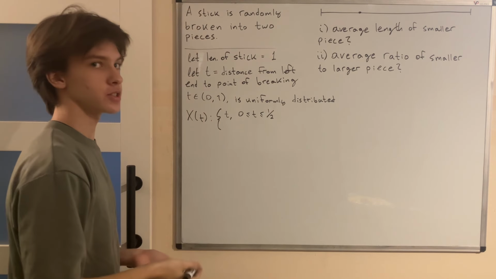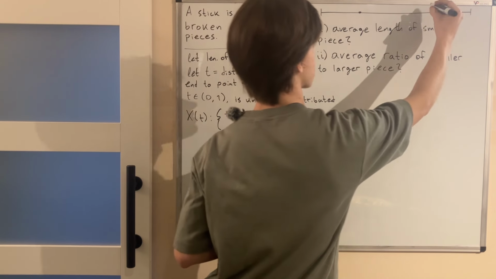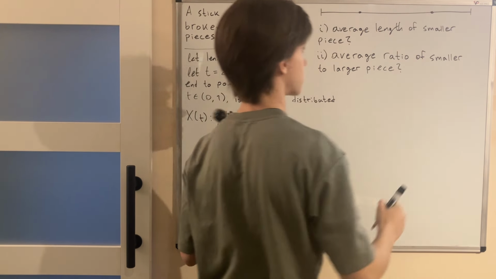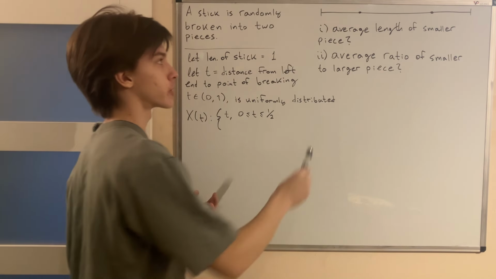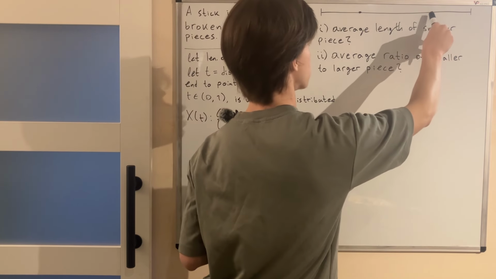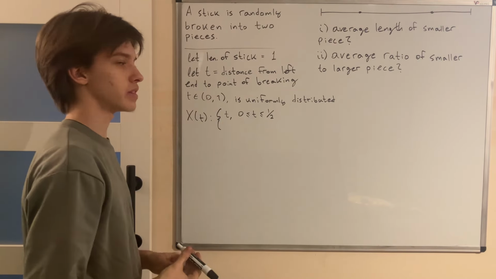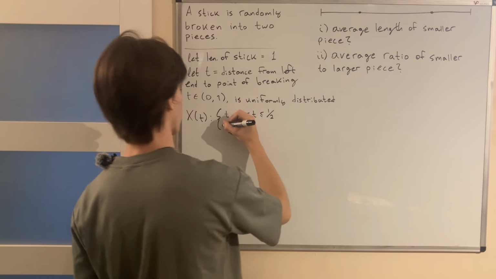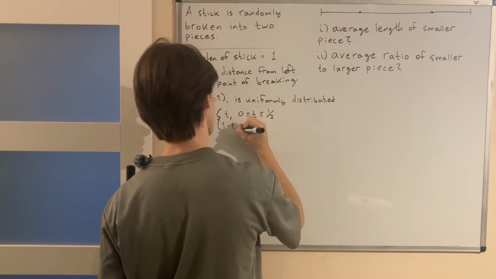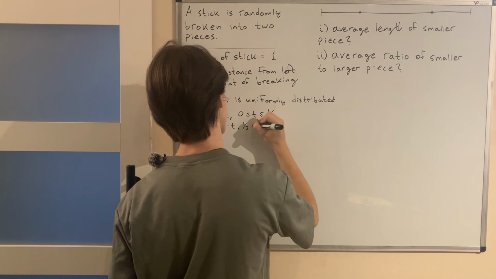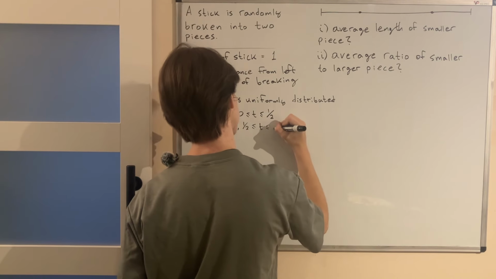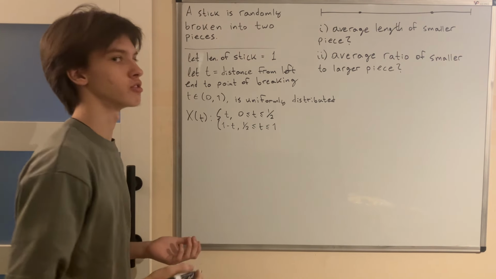Now, when t is greater than 1/2, say we have some point right here, then the smaller piece is no longer going to be all the way up to t. It's going to be 1 minus that, or the length of the stick minus that, which is, in this case, 1. So then we're going to have 1 minus t for t that is in between 1/2 and 1. And this is going to be the length of the smaller piece.